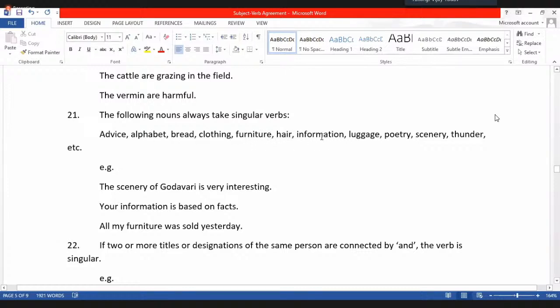Here, information, isn't it? So don't say I have a lot of informations. Don't say informations. No. I have a lot of information. Always information, not informations. Luggage, poetry, scenery, thunder, etc. So all these take similar verb.